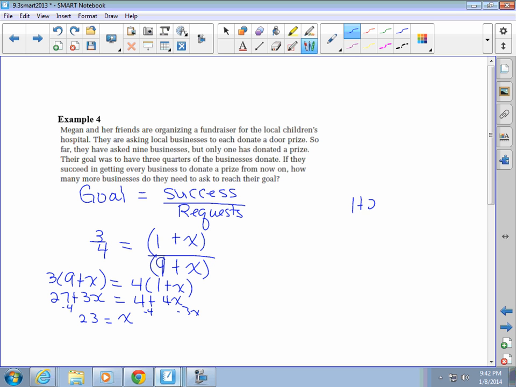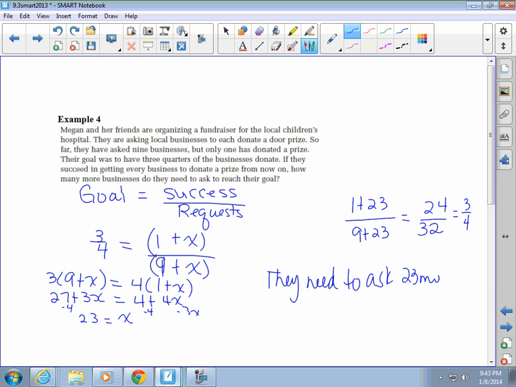So (1 plus 23) over (9 plus 23) gives me 24 out of 32. 8 divides into both of those, and that's 3 over 4. So they need to ask 23 more businesses. That's it.